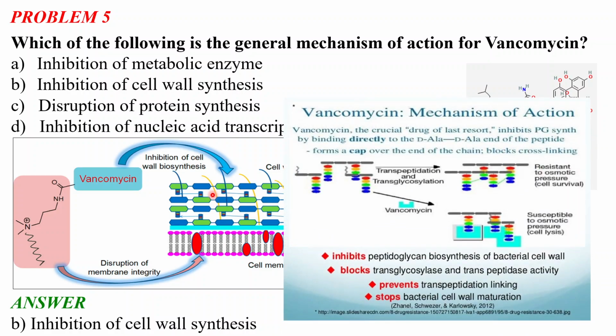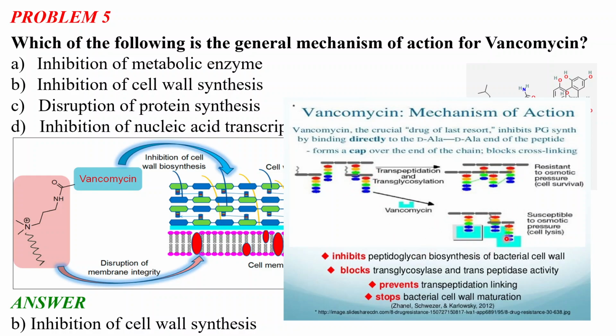Vancomycin is a crucial drug of last resort, which inhibits peptidoglycan synthesis by binding directly to the D-Ala-D-Ala end of the peptide, forming a cap over the end of the chain and blocking the cross-linking. So we have transpeptidation and transglycosylation here, and vancomycin binds particularly to the D-Ala-D-Ala end of the peptide to form a cap.